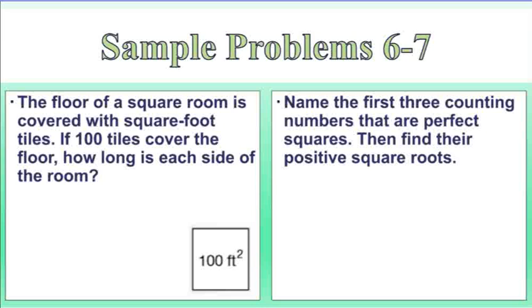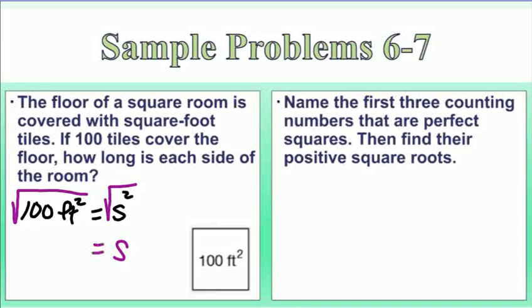And the last two problems. The floor of a square room is covered with square foot tiles. If 100 tiles cover the floor, how long is each side of the room? So we already know the area. The area is 100 square feet. We need to find out what is the side. So the side squared. So I would need to undo a square, I need to find the square root. And then I find the square root of the other side. So the square root of s squared is just s. Square root of 100 feet squared would just be 10 feet.